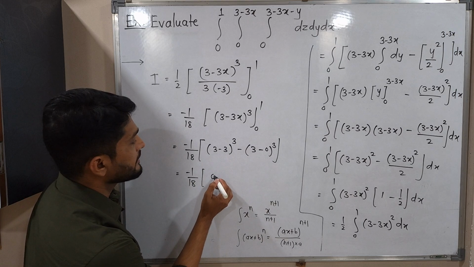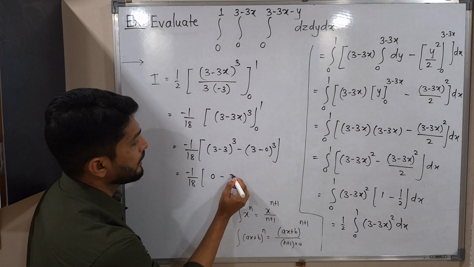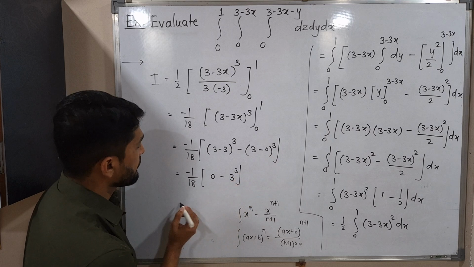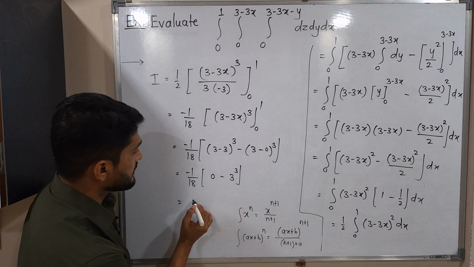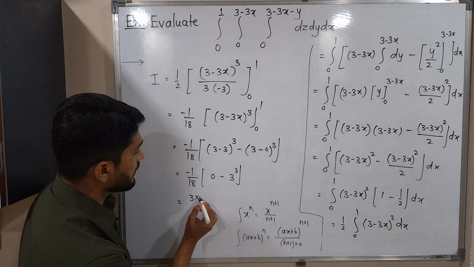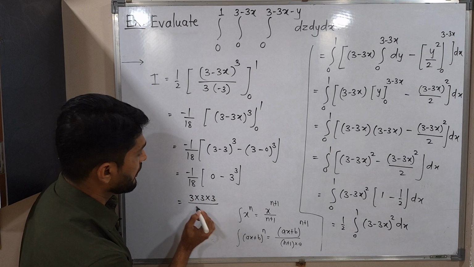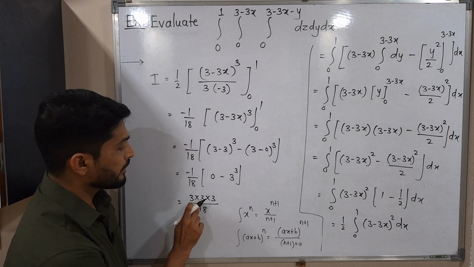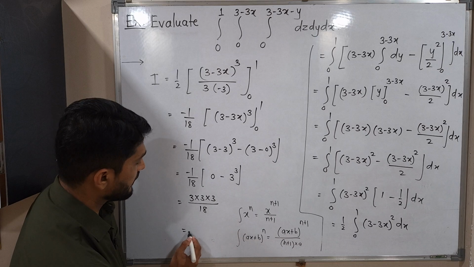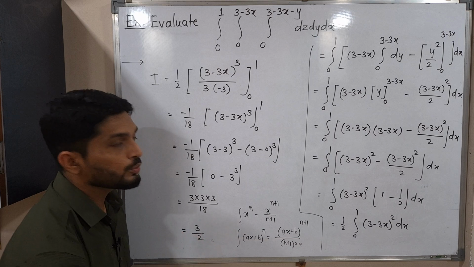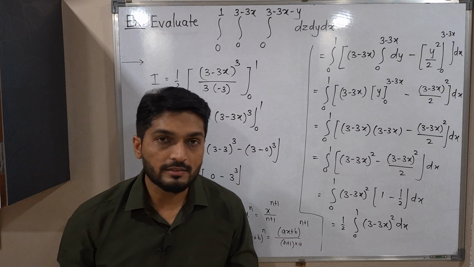This is equal to minus 1 by 18. 3 minus 3, 0. Minus 3 minus 0, 3 cube. Minus minus plus 3 cube. That means 3 into 3 into 3 upon 18. 3 into 3, 9. You can easily cancel 9, 9. So 3 by 2, this is the final answer. This is the required answer.